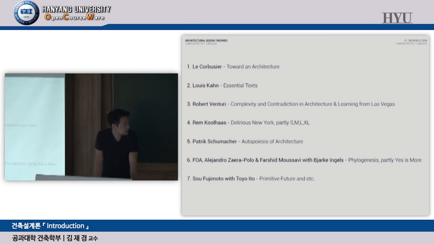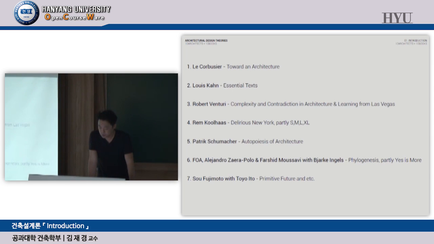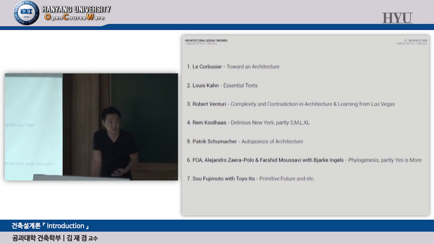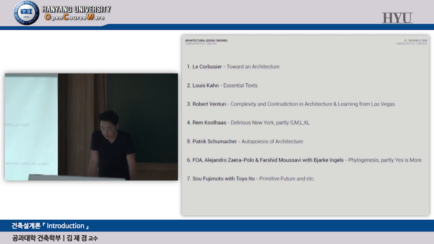And these architects also have many important books in the architecture field. Le Corbusier has Towards an Architecture. Towards an Architecture is the English translated version. I don't pronounce the French one, so I just put the English title.